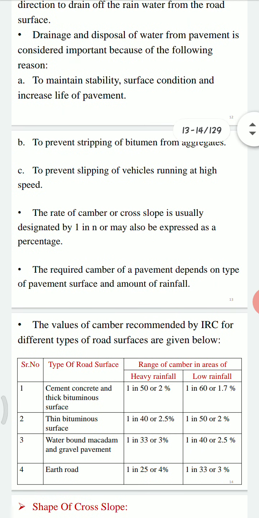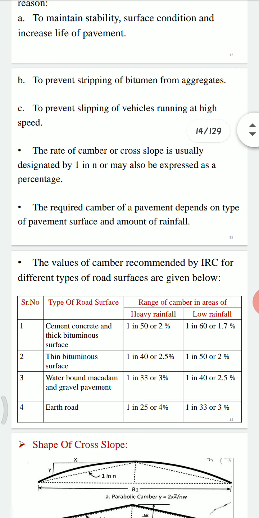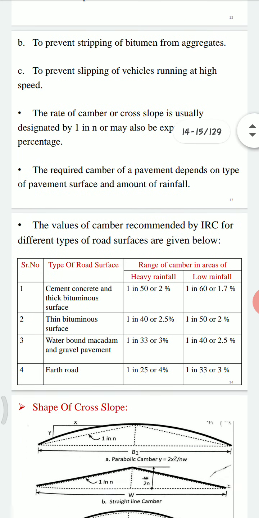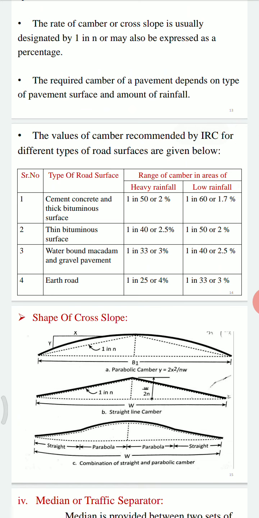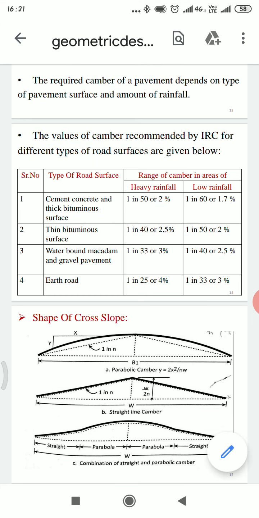The rate of camber or cross slope is usually designated as 1 in n: 1 in 2, 1 in 3, 1 in 50, 1 in 40, like that. We have to pronounce the camber. It can be expressed in terms of percentage also. See the table below. These are the values for the camber recommended by the IRC for the different types of road surfaces.